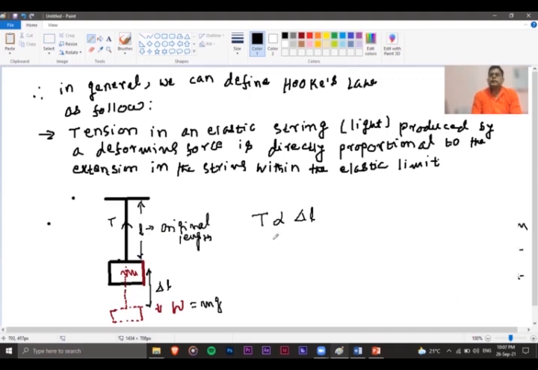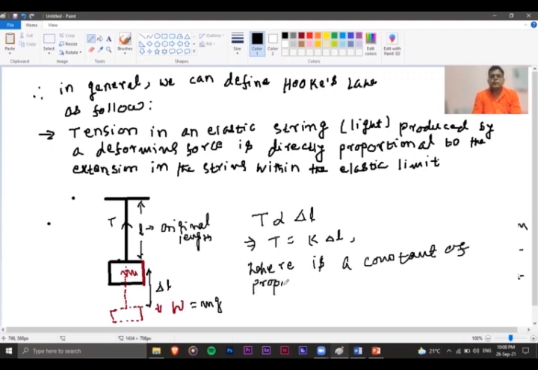So let's come back to this proportionality relation. After that, you can write T equals K times delta L, where K is a constant of proportionality to be determined.